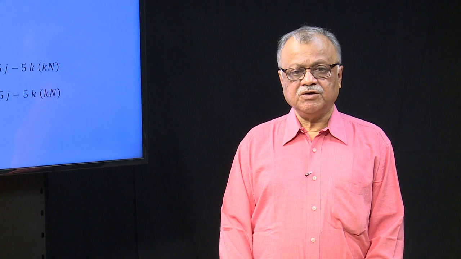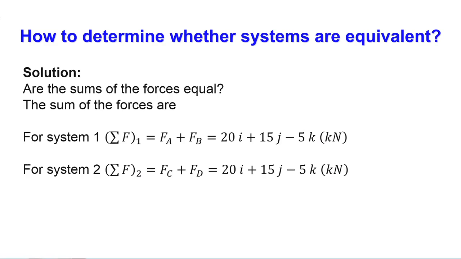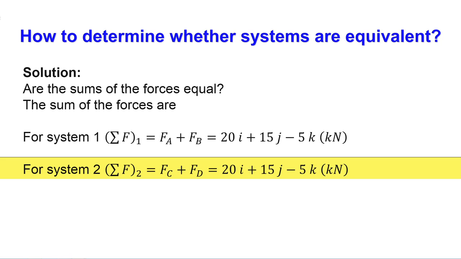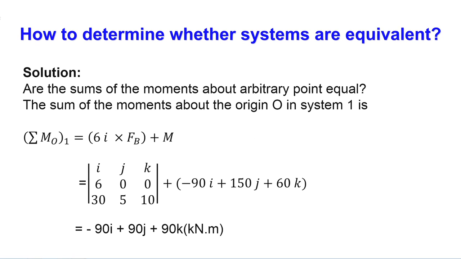Now, the solution. First, for system 1, the forces FA and FB: because the values are already given, if we add them, we get 20i plus 15j minus 5k. For system 2, it is again 20i plus 15j minus 5k. So, the sums of the forces are equal. The next condition is whether the moments are equal or not. So, we have to take all the moments.